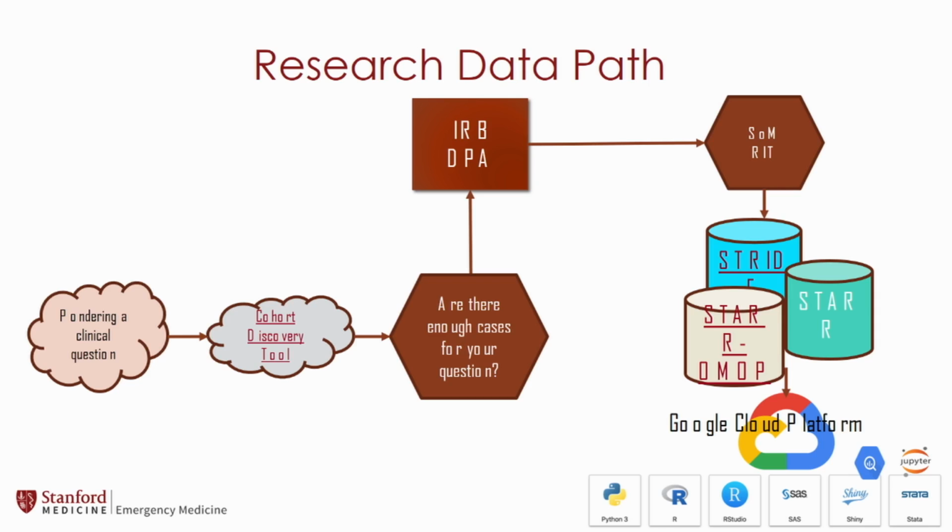Pulling this all together for research data, you've got a great idea. You do an anonymous cohort discovery. You decide if there's enough N. If there's not enough N, forget it. If there is, you get your IRB approval and your data privacy attestation. You go on over to the proper database for you, whether you're going to want the STAR OMOP or the STRIDE database, and then you can get a query. You can get this into a spreadsheet.